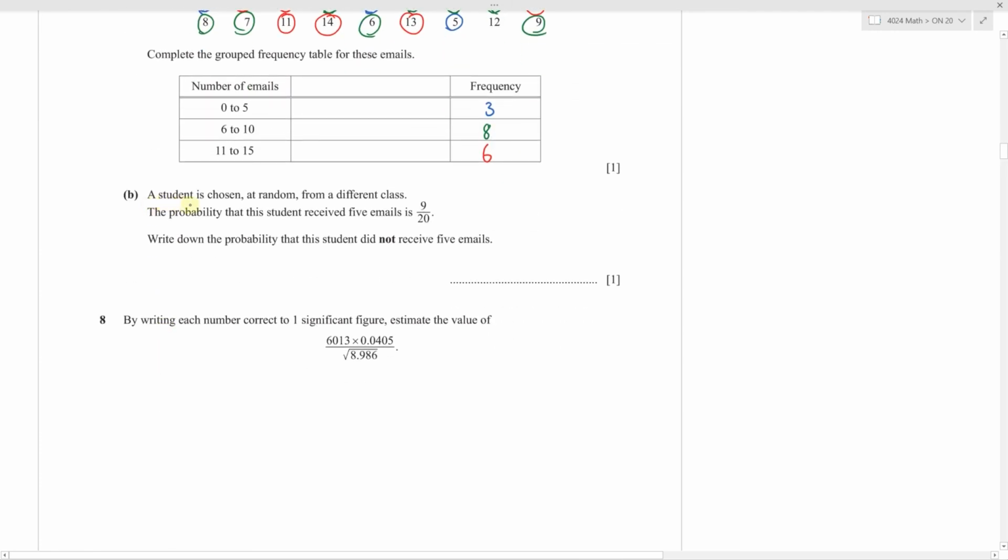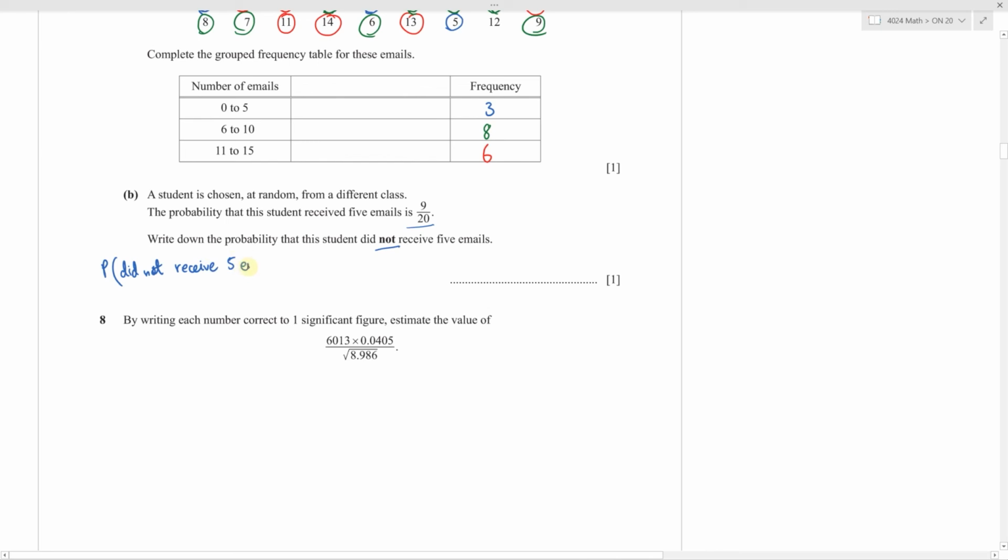Part B: a student is chosen at random from a different class. The probability that this student received 5 emails is 9 over 20. Write down the probability that this student did not receive 5 emails. So you're given the probability of receiving 5 emails is 9 over 20. So the probability of not receiving 5 emails would be 1 minus 9 over 20, since the sum of probabilities is 1.